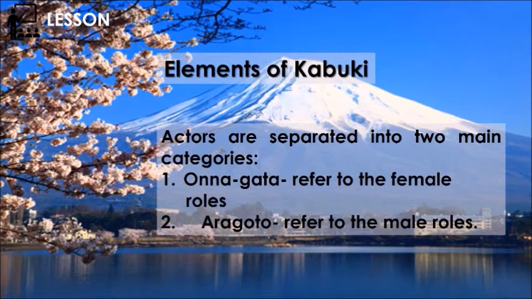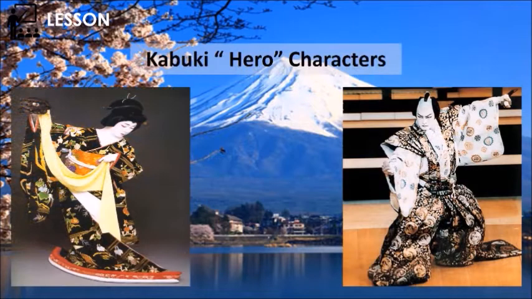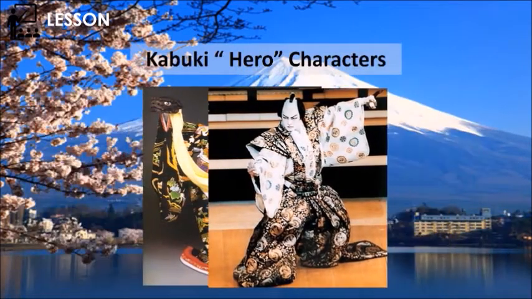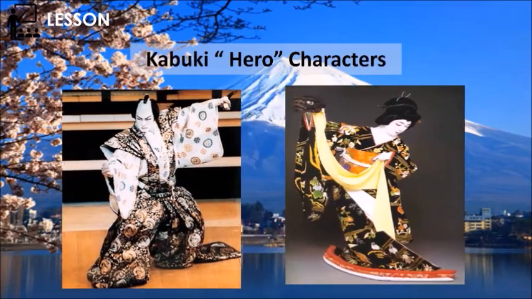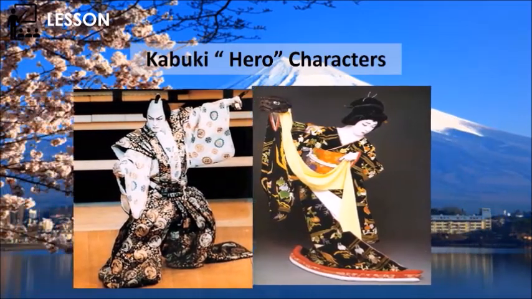Elements of Kabuki. Actors are separated into two main categories. Number one, Onnagata, refer to the female roles. Number two, Aragoto, refer to the male roles. They are the Kabuki hero characters, the Onnagata and the Aragoto.